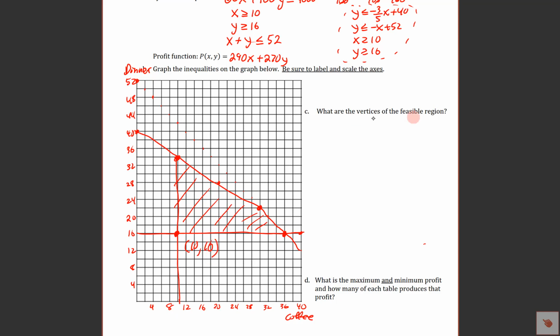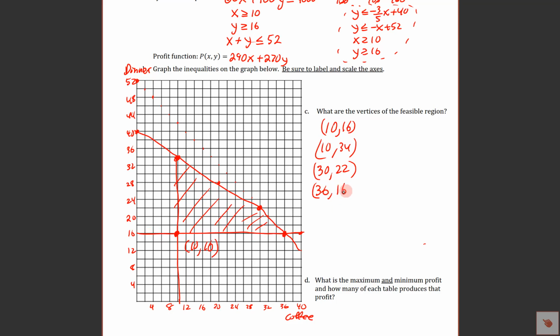And I'm actually going to write these over here because it says what are the vertices of the feasible region. So this would be 10, 16. Let's see, the next one is going to be, let's go this way, 10, that would be 34. 10, 34. And this intersection point right here is, let's double check here, this would be 30 and 22. Okay, so 30, 22. And this one right here would be 36, 16.